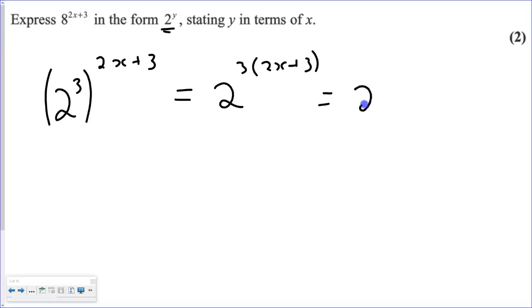And then just expand that bracket out. So times everything by that 3, all the terms inside there, times that by 3. So now it's 2 to the power of something, which is the term I wanted. So y is just the power, which is 6x plus 9.